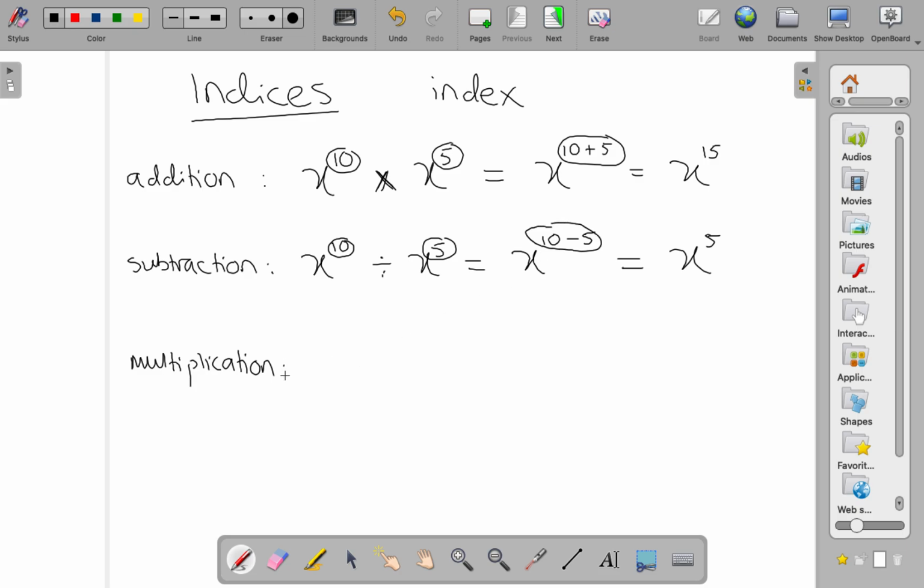Now for multiplication, if we do x to the power of 10, and then we raise that to the power of 5, whenever you have the 5 outside the brackets, you multiply them together. So we have x to the 10 times by 5, which is x to the 50. I'm just going to explain this one a little bit more. The reason why that's the case is because if we do x to the 10 times x to the 10 times x to the 10, you get the idea.